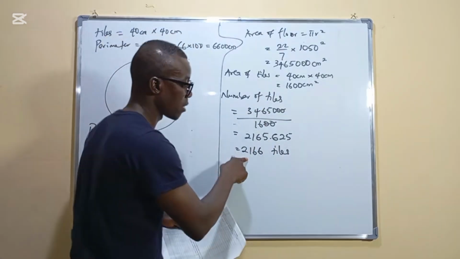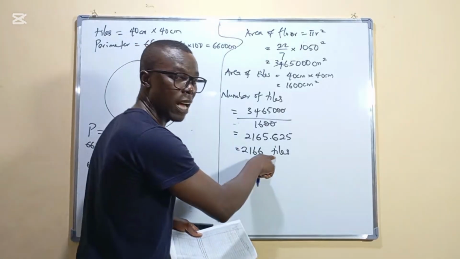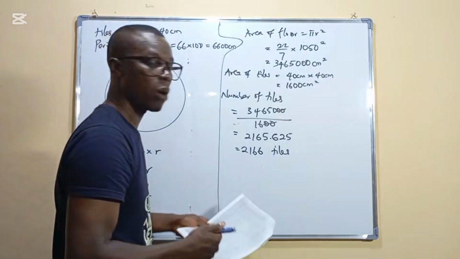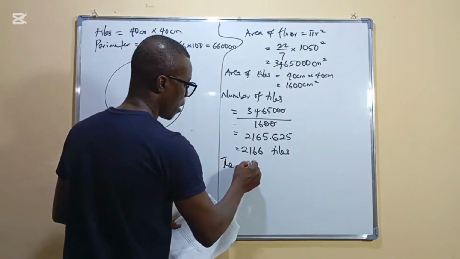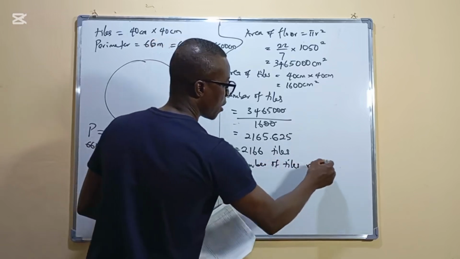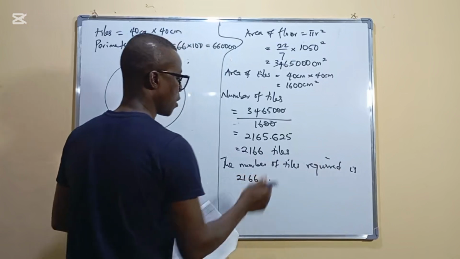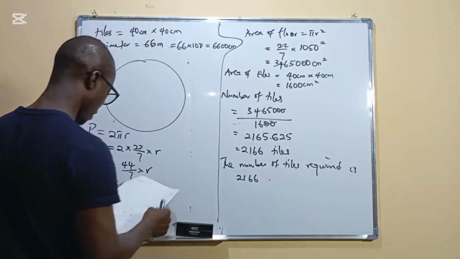2166. And as I say again, the units that we're dealing with here is tiles. We're talking about tiles here. So you won't just write 2,166. You can also end the statement by saying the number of tiles required is 2166. It's very much advisable to have that there.